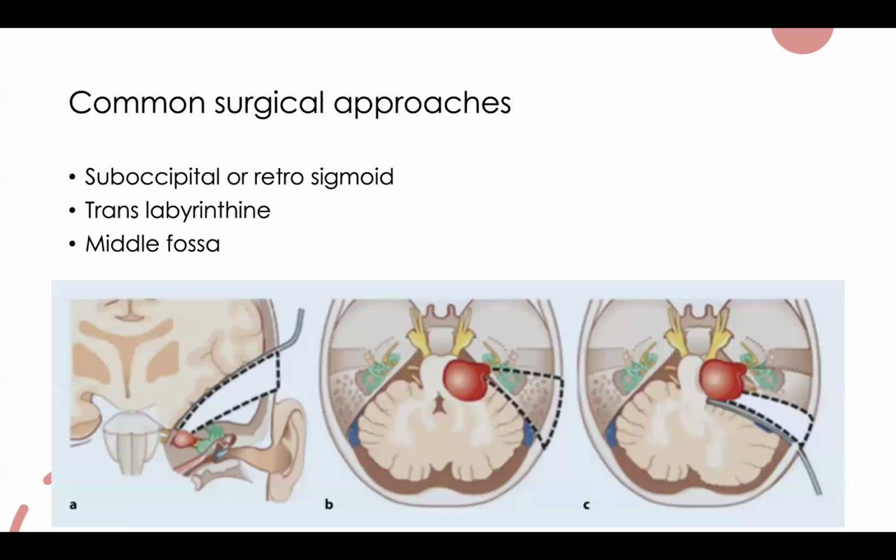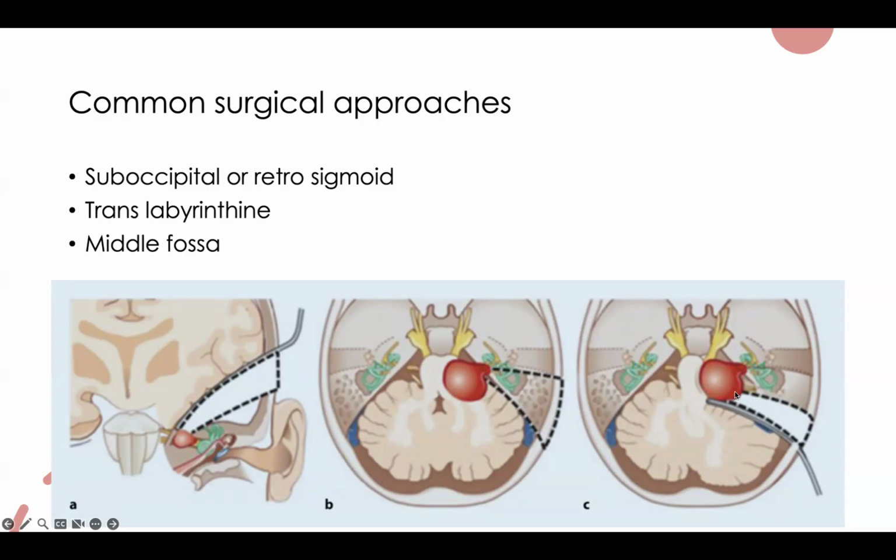And then in the form of surgery, there are three main approaches that we can talk about. The first one is called the middle fossa approach in terms of trying to get that lesion. The second way is the translabyrinthine approach. And the third way is the suboccipital, or in this case, the retrosigmoid approach.